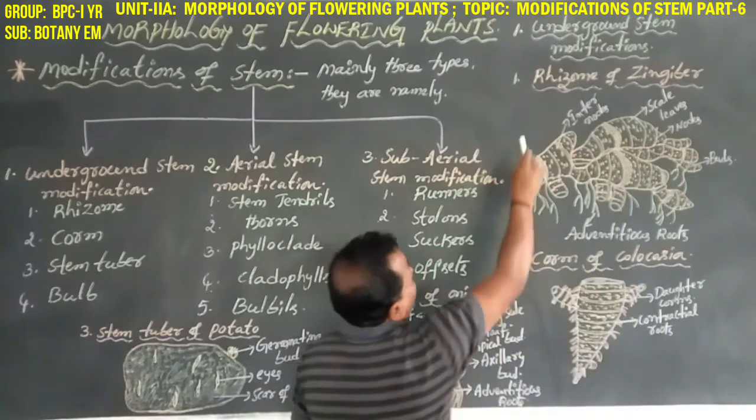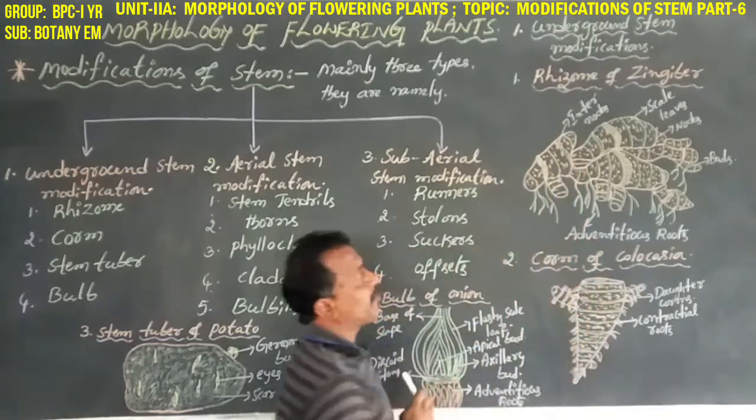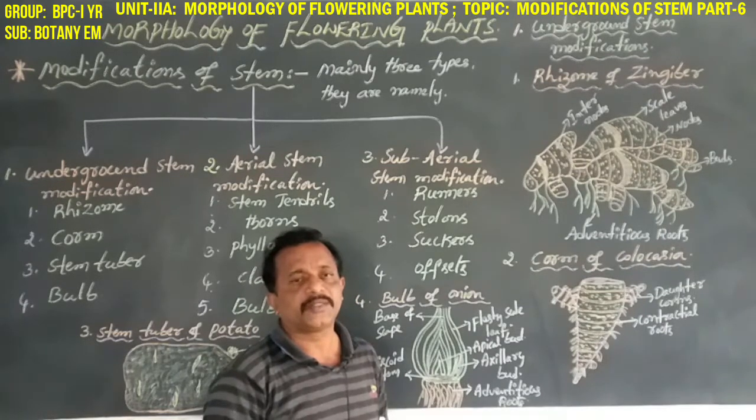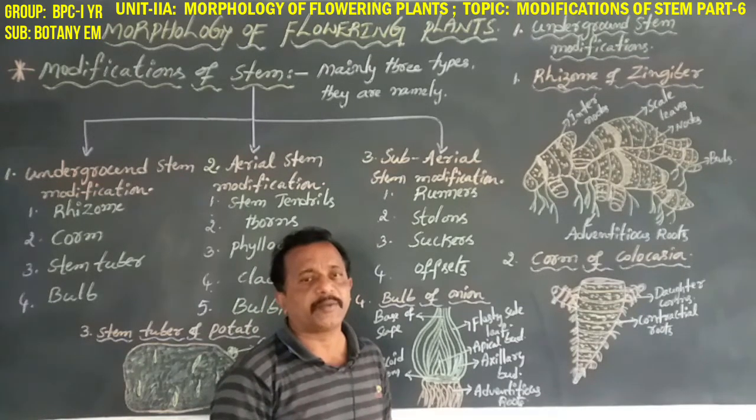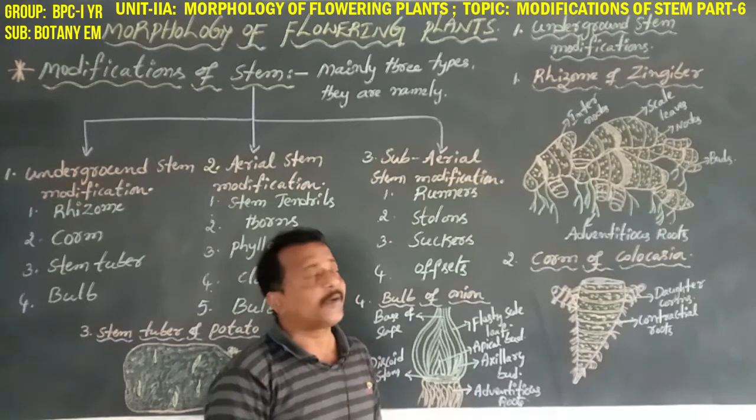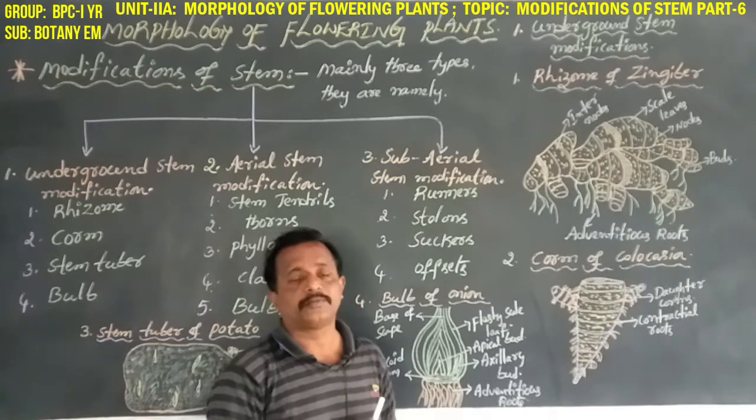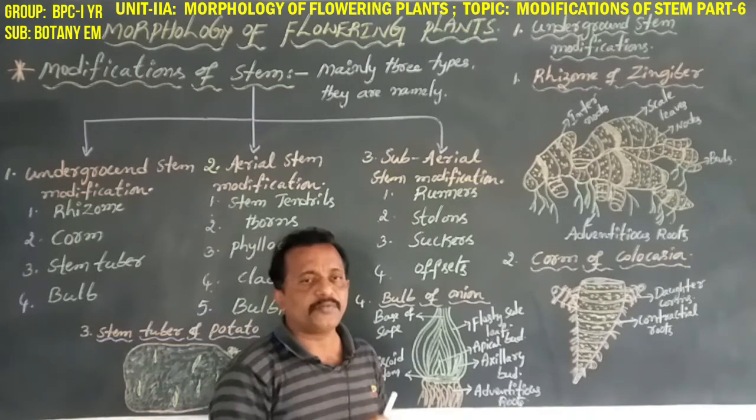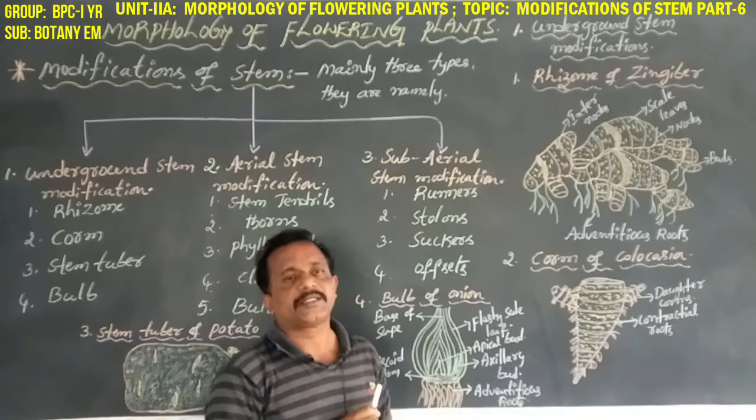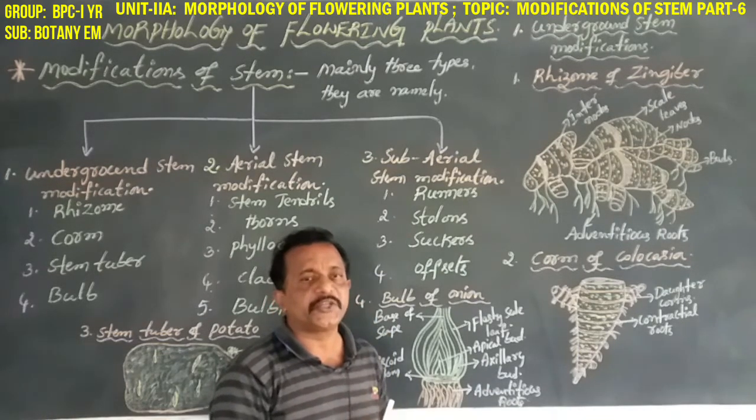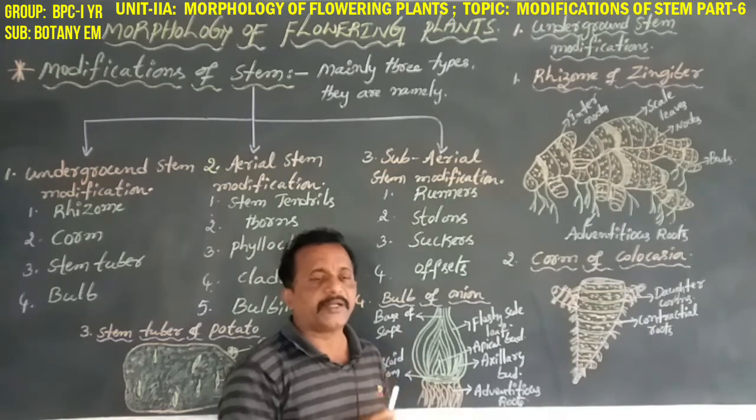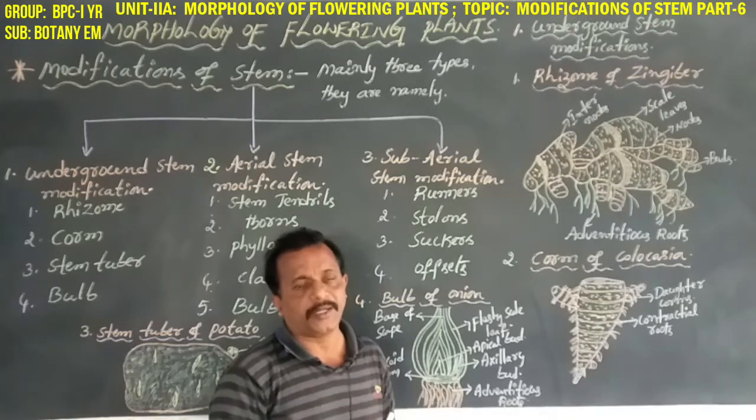So dear students, rhizomes. Given the examples here: ginger, that is Zingiber officinalis. Another example is turmeric, that is Curcuma longa. So these two are examples of rhizome.